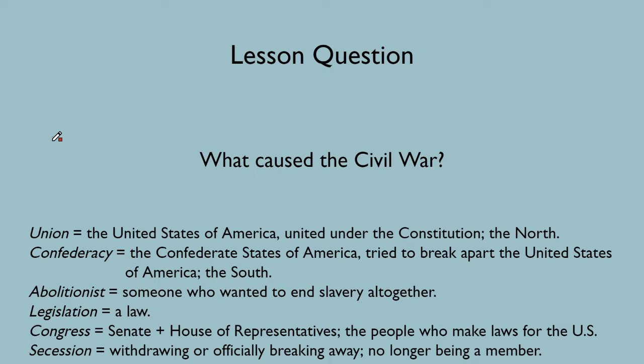Legislation is another word for a law. Congress is the people who make laws for the United States. It includes the Senate and the House of Representatives. We'll talk more about that in our next unit. And then secession means withdrawing or officially breaking away, no longer being a member.